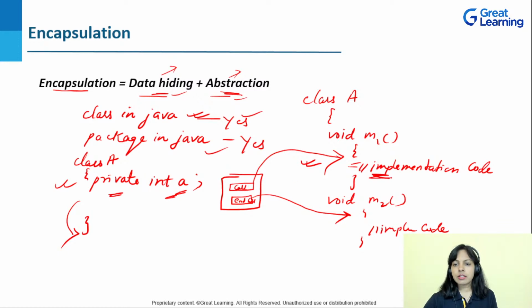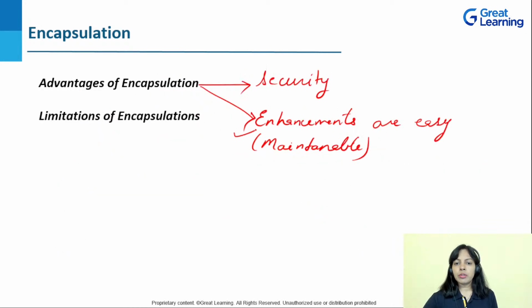You will just change this implementation code and the change is implemented. Correct? So that's what I'm talking about, that with the help of encapsulation, these enhancements become easy. And enhancements become easy because of abstraction, which is actually a part of encapsulation.